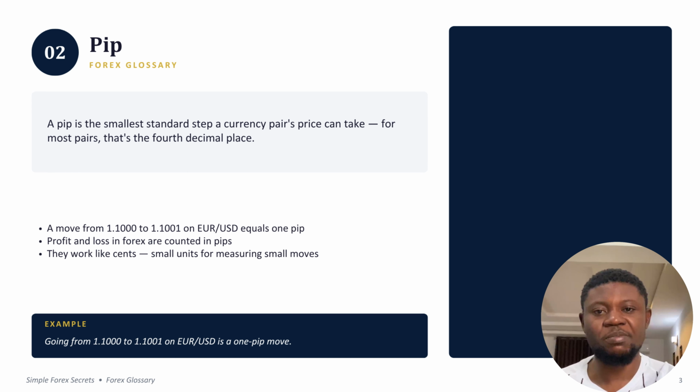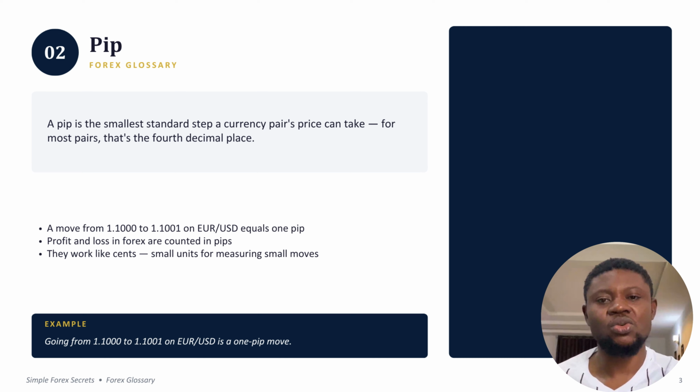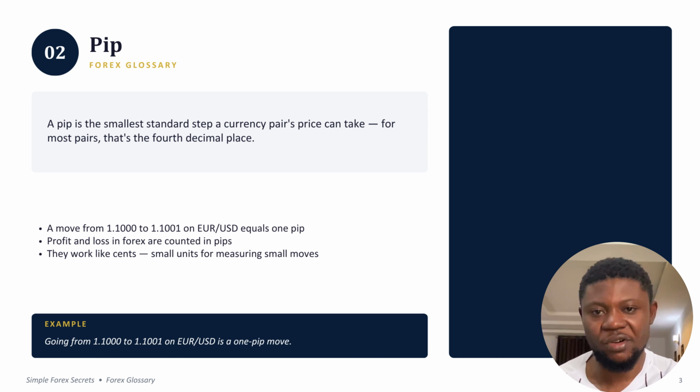Number 2 is pip. A pip is the smallest standard price movement in a currency pair. For most pairs, it is the fourth decimal place. So if Euro USD moves from 1.1000 to 1.1001, that is 1 pip. So why does this matter? It matters because pips is how profits and losses are measured in Forex.